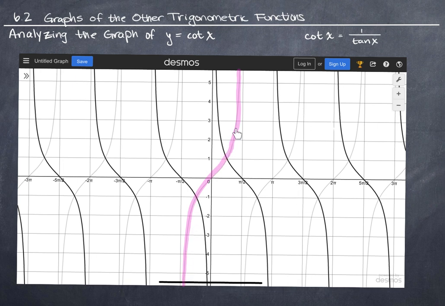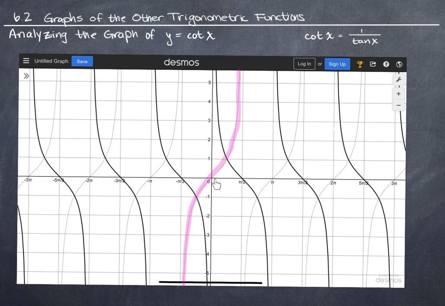So for one cycle of tangent, let's take a look at how we got the cotangent graph. Well, as I already mentioned, when tangent is 0, cotangent has an asymptote. When tangent is 1, cotangent is 1 over 1, which is also 1. That's why they cross there. When tangent is very small, cotangent, 1 over a small value, is a large value. So we have these values here. When tangent gets big, 1 over a large value is a small value. So we have these values here.